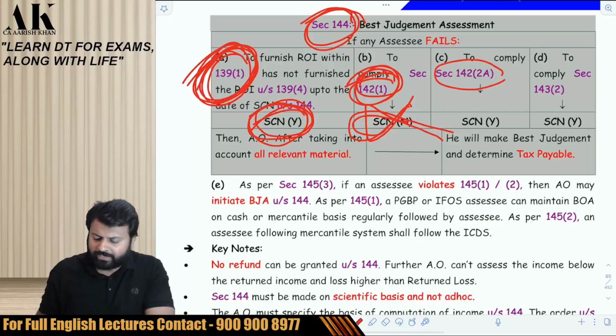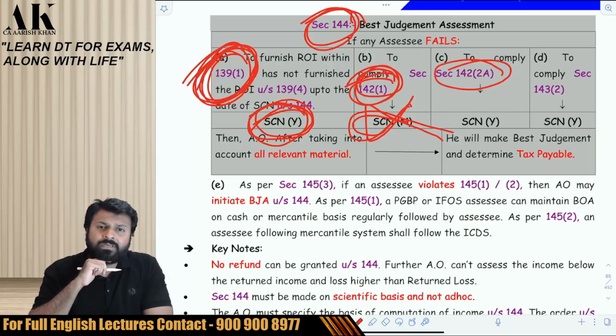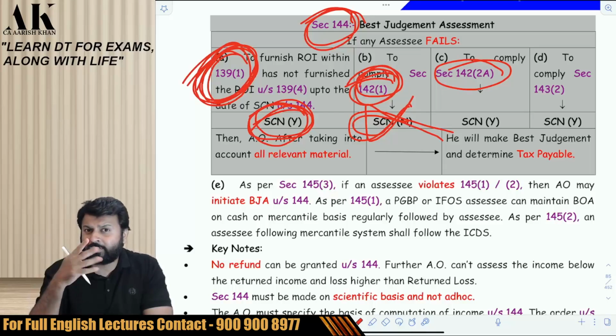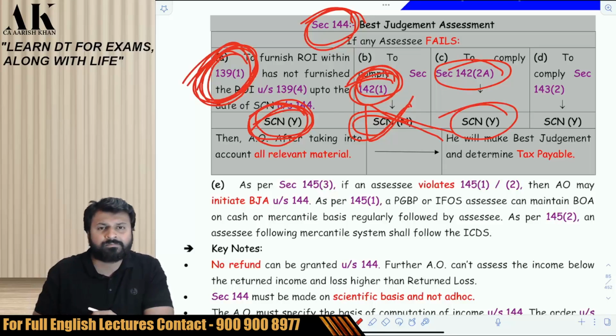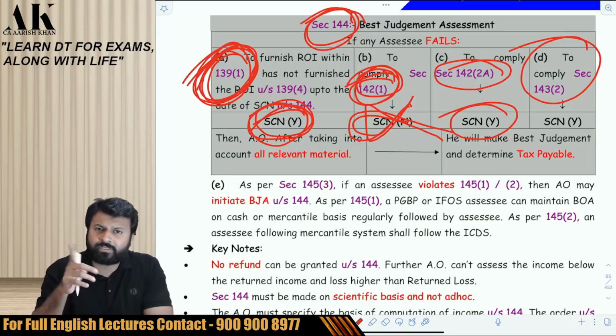Third case, if you do not comply with 142(2A), that is special audit. The AO has directed you to get the accounts audited, but you are not doing it. Again, he will send you a show cause. And then you have to reply. In the fourth case, if you have not complied with 143(2), what is 143(2)?